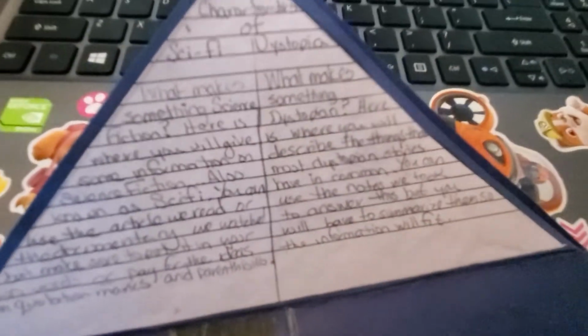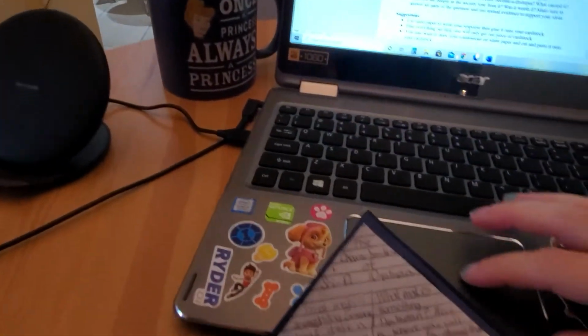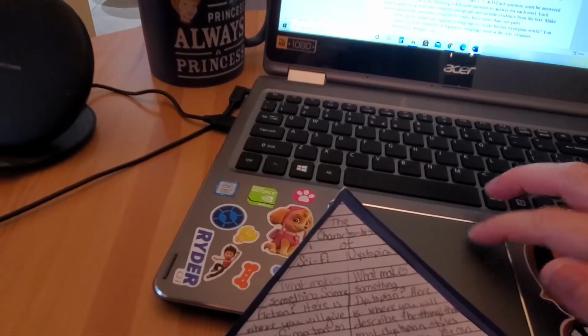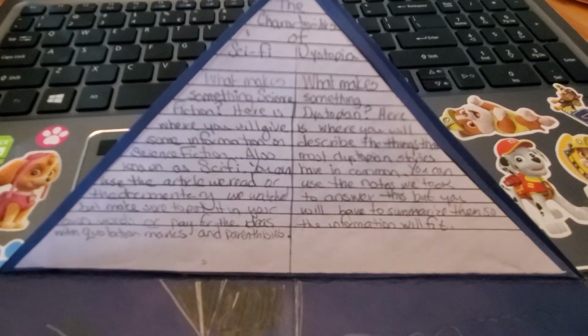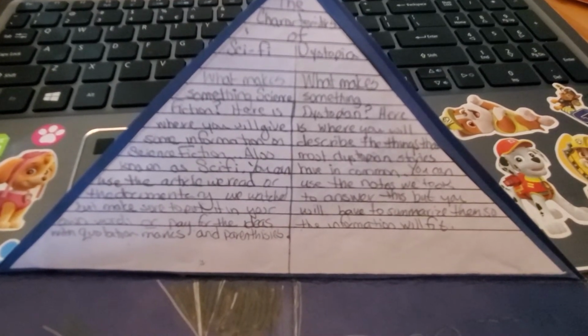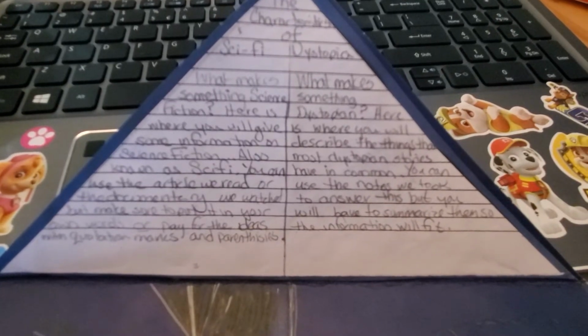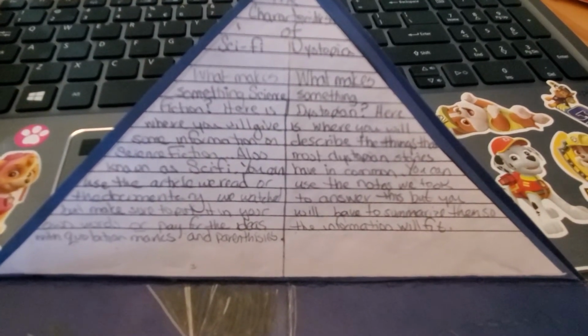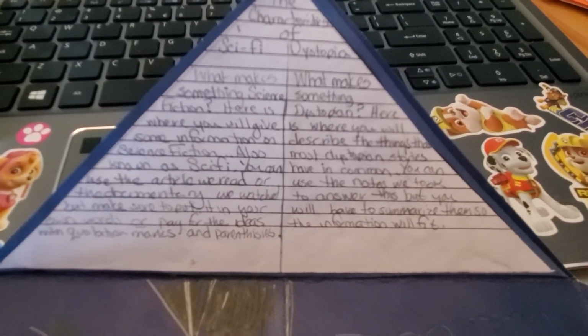Finally, the inside of that flap, okay, you will be giving information about the characteristics of those different things. So you're going to give information about the characteristics of sci-fi, what makes something science fiction, okay? And you're going to give information about the characteristics of a dystopia, what makes something dystopian.